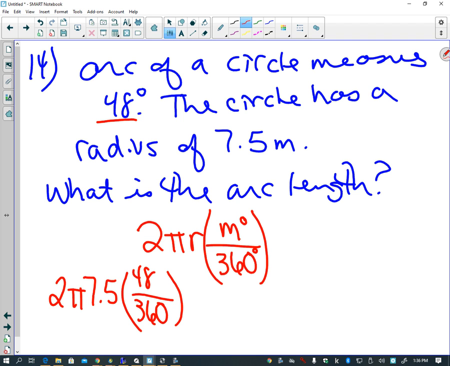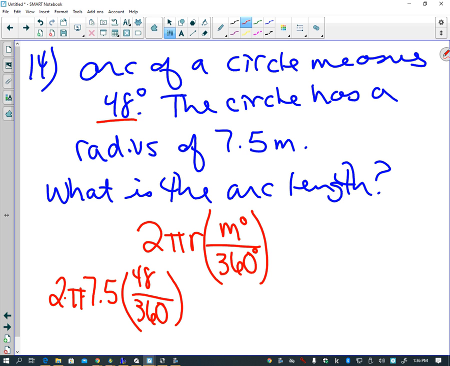So, what is 2 pi 7.5? Would it be like 2 times 3 point whatever? It would be the same as pi times 15. See what I'm saying? Because multiplication is commutative. You can do that. Yes, you can do 15 times pi times 48 divided by 360.